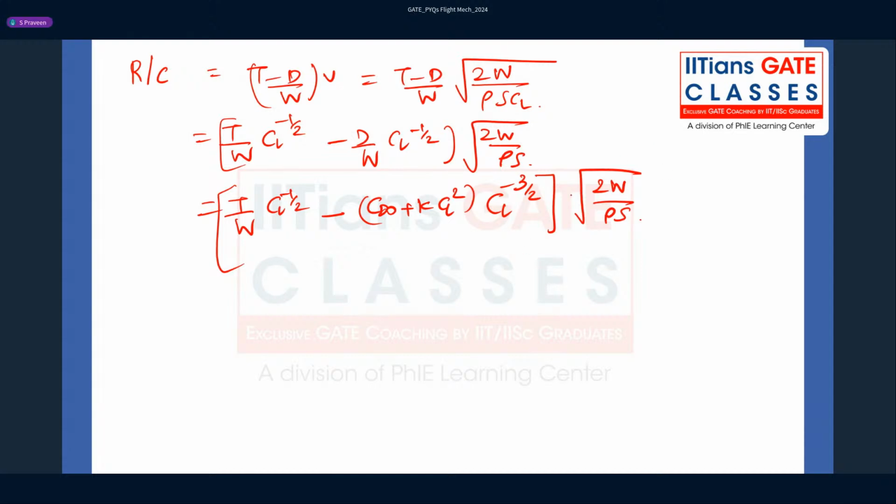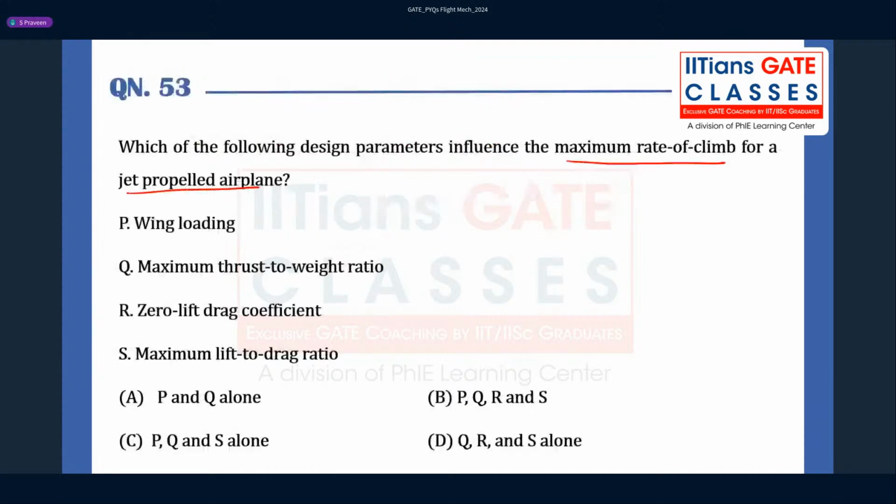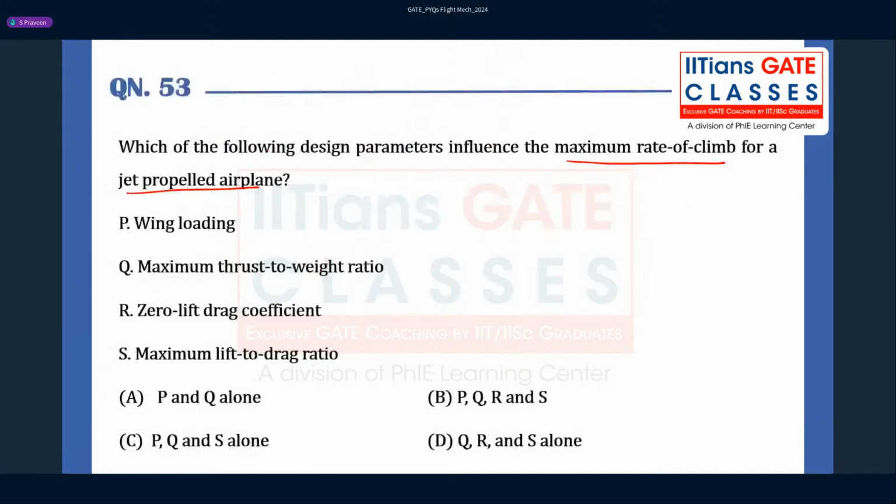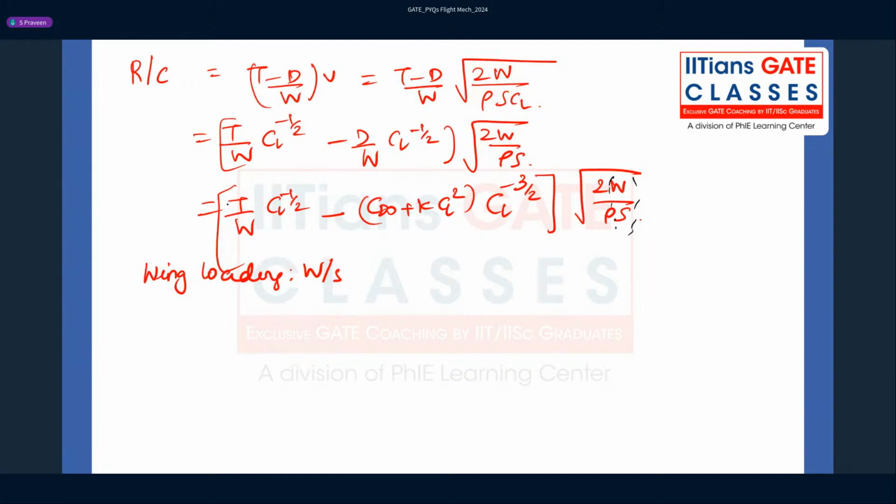So if I compare the expressions, he says it depends on wing loading. Does it depend on wing loading? Wing loading is W by S. Okay, so let me write that down. So the wing loading is W by S. What else is given? It depends, right? Let me use a different color so that you understand. This is the term. He's saying maximum thrust to weight ratio. Okay, this is the term, thrust to weight ratio. Let me mark it and then write that.